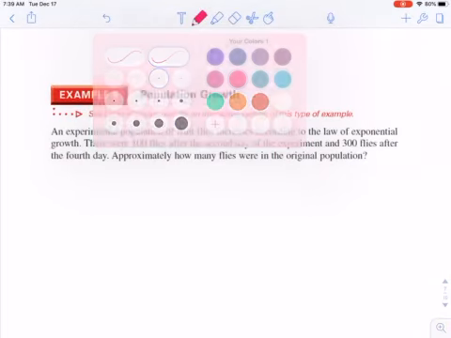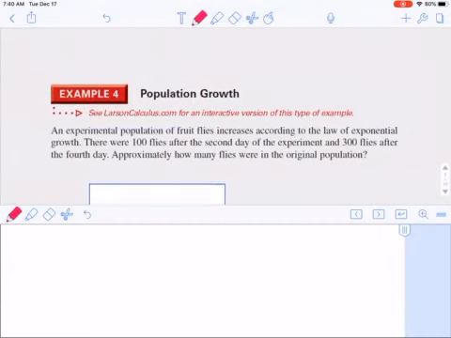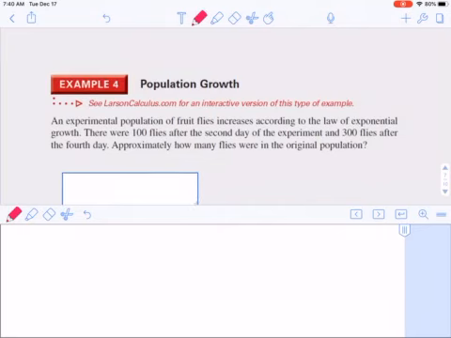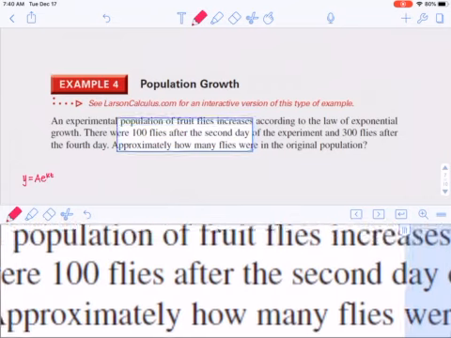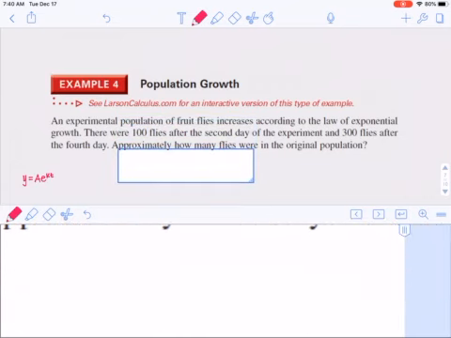All right, so let's take a look at this one. It says an experimental population of fruit flies increases according to the law of exponential growth. So as soon as I see that, exponential growth means that I am able to use this as my super general solution. There were 100 flies after the second day of the experiment. So that means, maybe if I can pull out some information, when t equals 2, y equals 100.